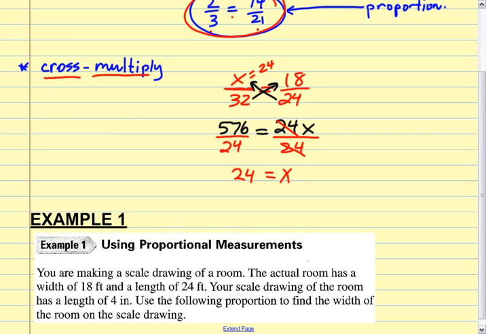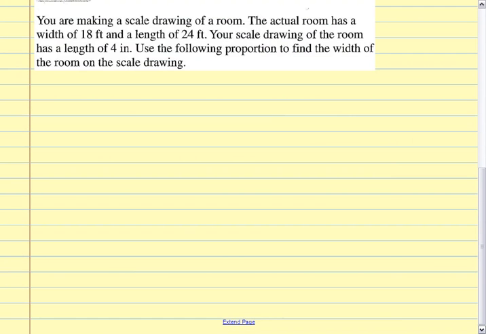24 over 32 is equal to 18 over 24. Are we all right there? Yeah. Excellent. Let's go down and look at this example down here. I don't know if we'll be able to get there. Let's see. It says you're making a scale drawing of a room. The actual room is 18 feet wide and a length of 24 feet.